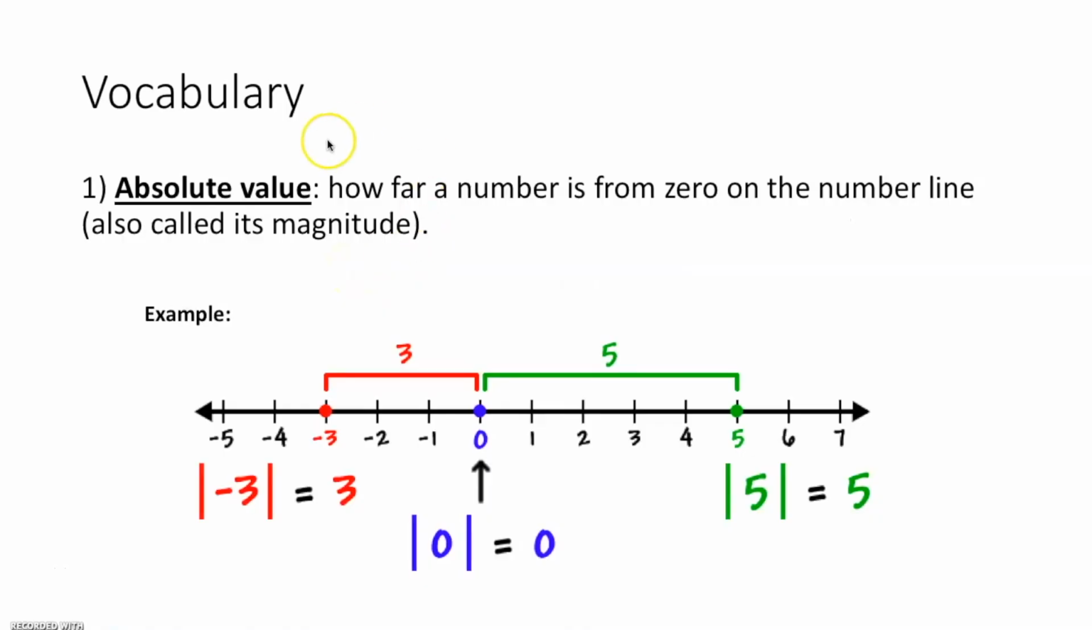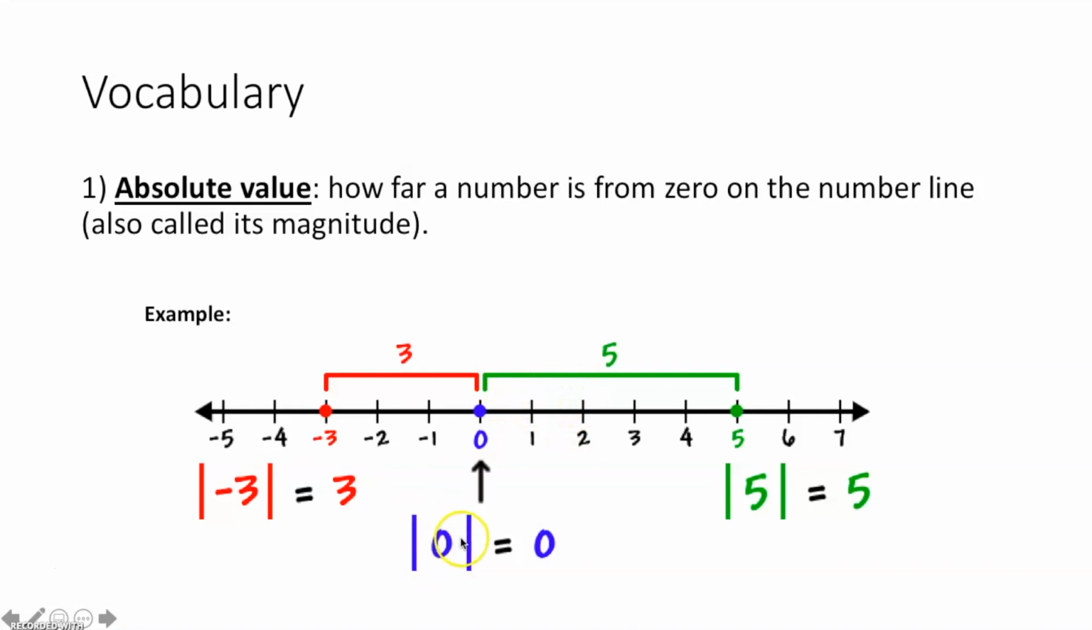The first vocabulary term is absolute value. That's how far a number is from zero on the number line. It's also called its magnitude. Down here, you can see 3 examples of absolute value. Here we have the absolute value of 5. And the absolute value of 5 is 5. That's because 5 is 5 units away from 0 on the number line.